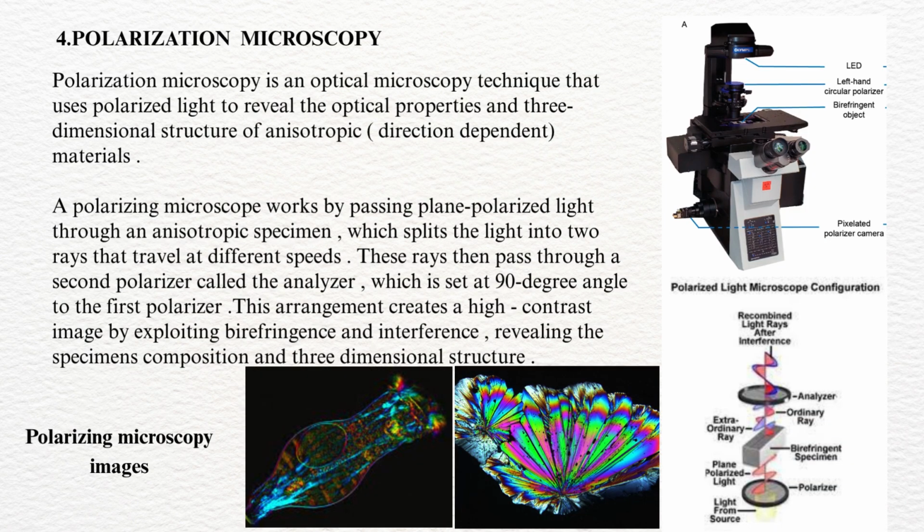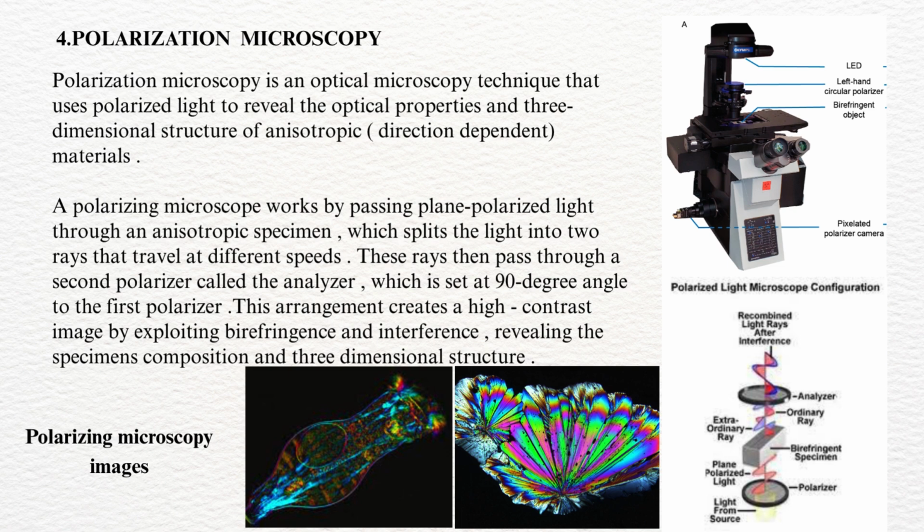Next, the type of light microscopy we have is the polarization microscopy. Polarization microscopy uses polarized light to reveal the optical properties and the three-dimensional structures of anisotropic materials. Anisotropic materials are those materials which are dependent on the direction. If we discuss the working, a polarizing microscope works by passing plane polarized light through an anisotropic specimen.